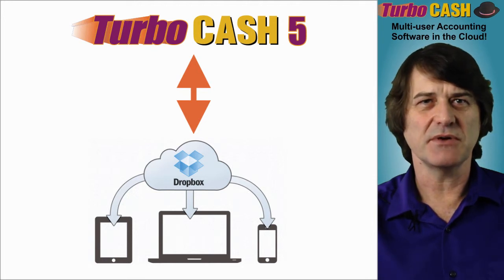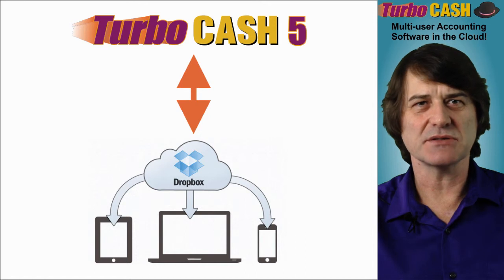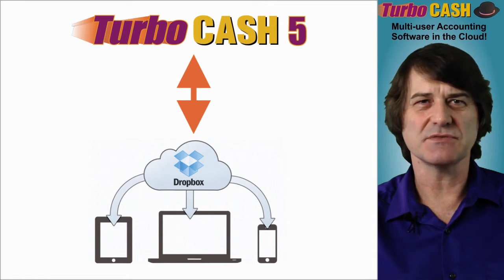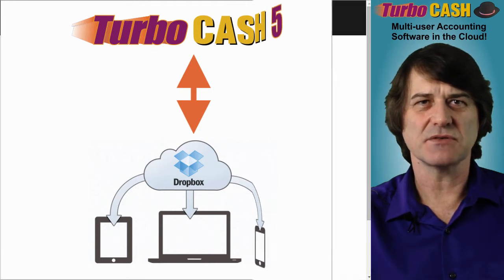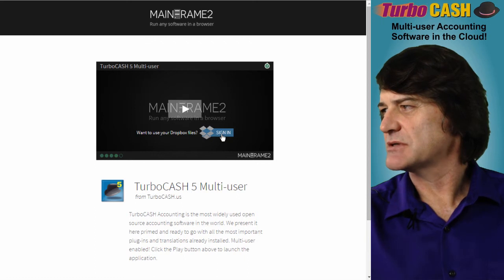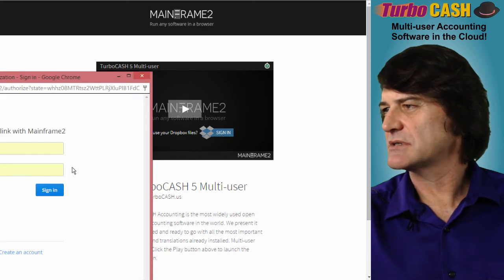So what you end up doing with the TurboCASH system is saving data onto your Dropbox in the cloud, and it automatically appears on your local disk. This is useful for things like PDF files or uploading logo files, that sort of thing. So what you need to do is to make sure that you sign in using your Dropbox account.